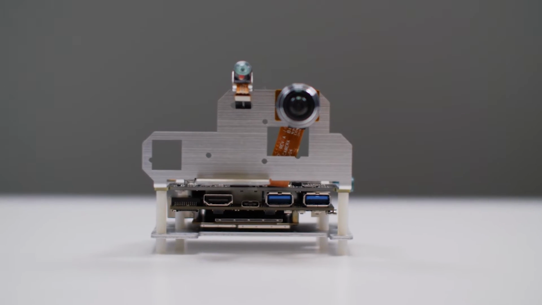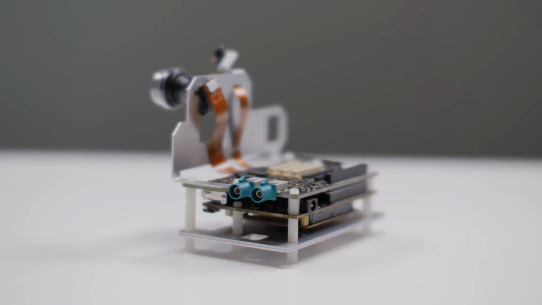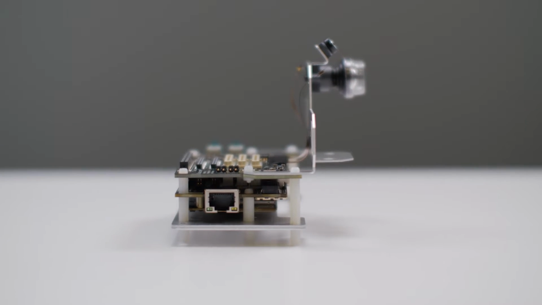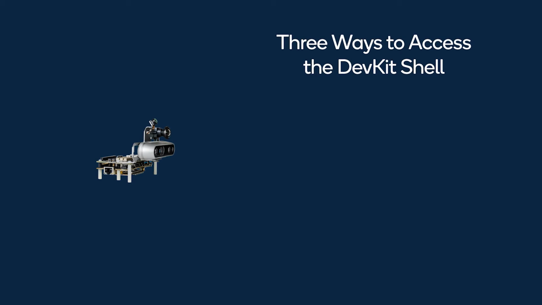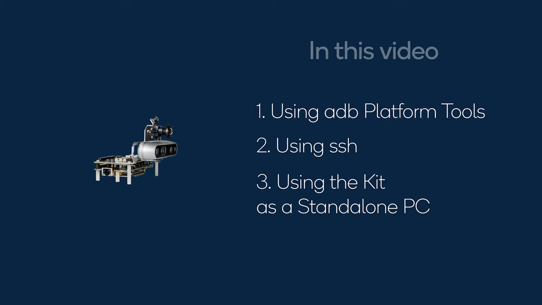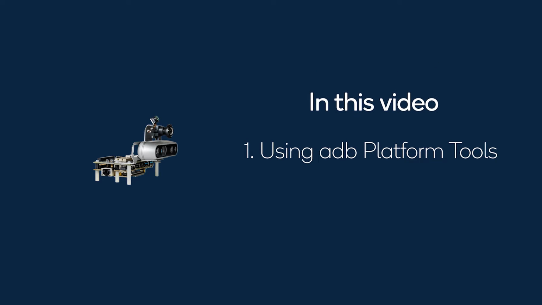Hi everyone, I'm Ramya. I'm an engineer from Qualcomm. Since you have just seen an introduction to ROS, let's now see how to install ROS on the Robotics RB5 development kit. Here I'm using the development kit with one of the latest releases. You can check out our documentation to find more information related to our latest releases. There are 3 ways to access the DevKit shell: using ADB platform tools, using SSH, and using the DevKit as a standalone PC by connecting a monitor, keyboard, and a mouse. For this video, I will be using the ADB method.